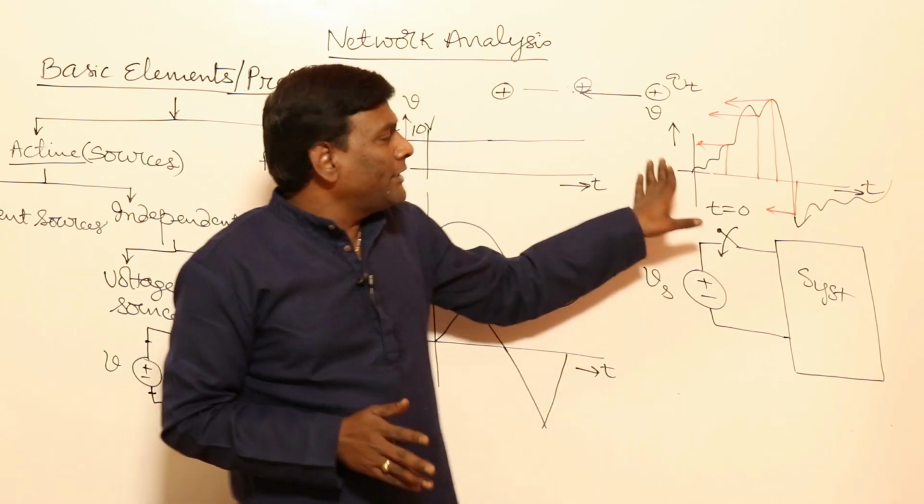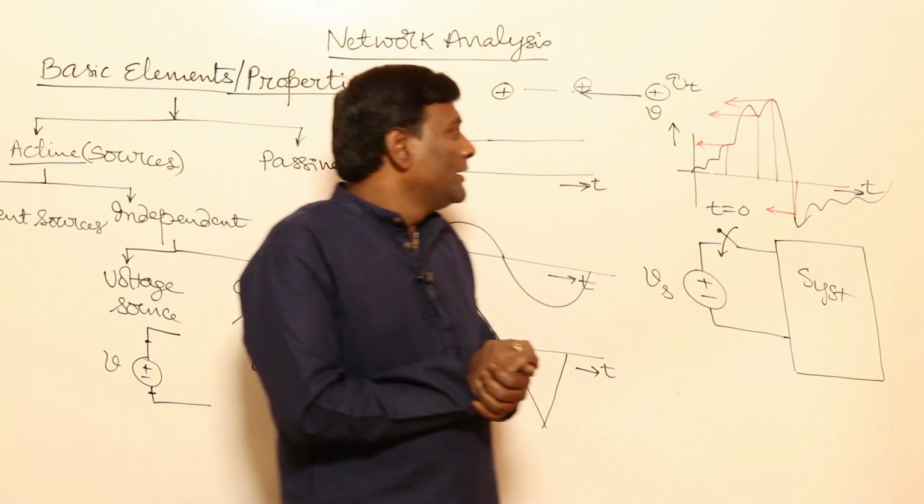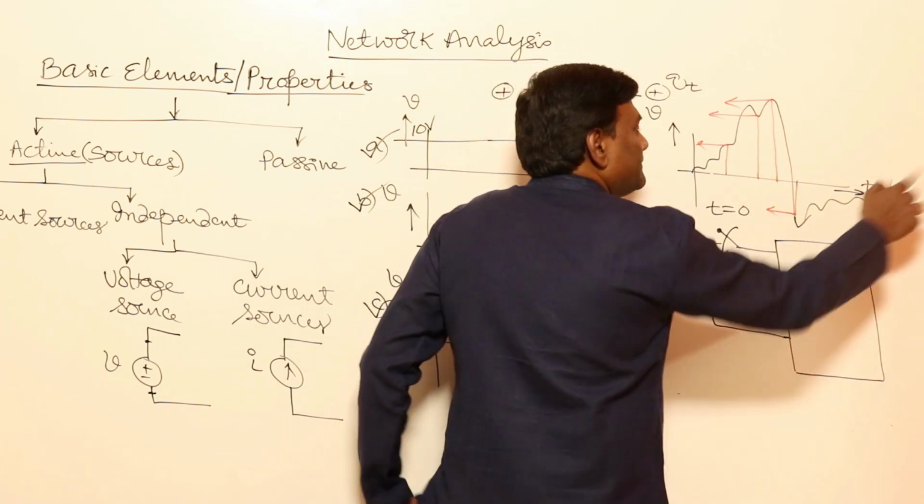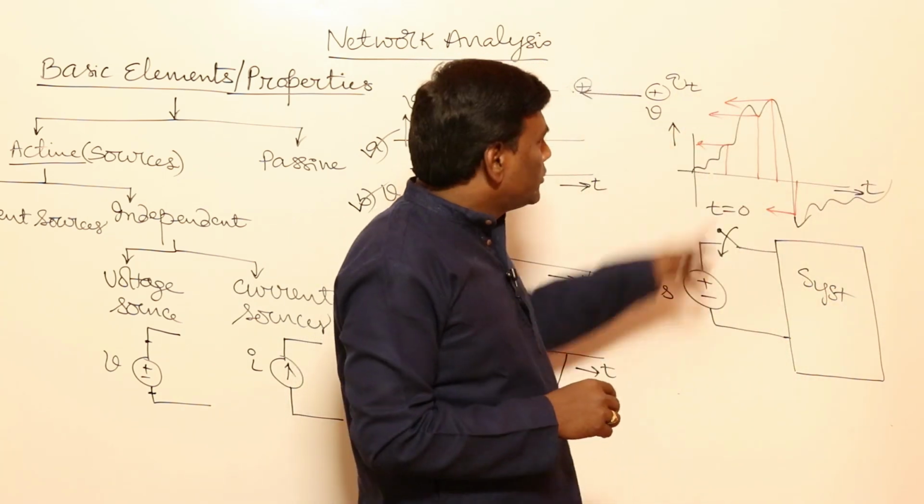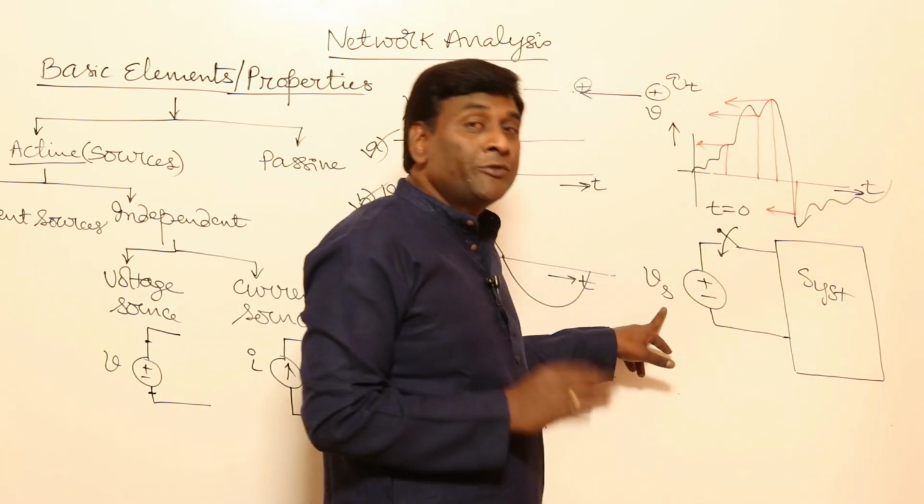For both the things, let me take this only, then you will get the clarity. For example, this is a random signal. So this random signal cannot be a source waveform. Why?